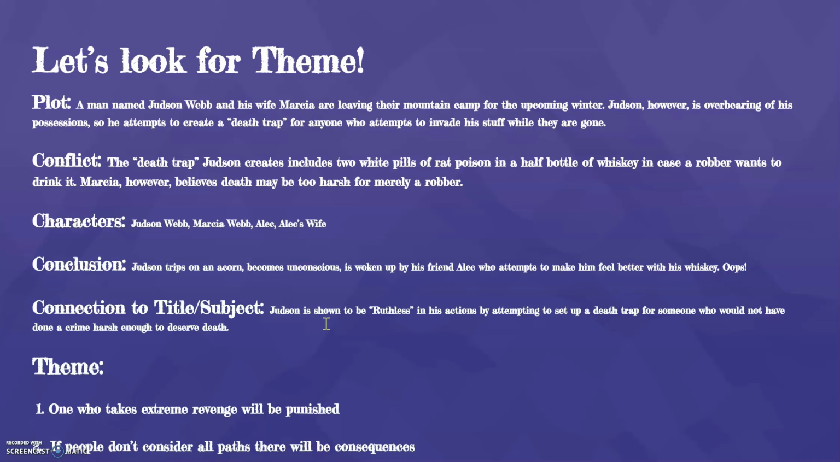So both of these themes are similar in the sense that Judson wanted to take revenge on someone who once robbed him before, but since he wants to do it in a little more cruel way, he wants to basically kill them. That's kind of showing that he's not in the right for that. And of course, since he was given the whiskey after he passed out, that just shows that he's punished for trying to exact harsh revenge on somebody who just merely robbed him.